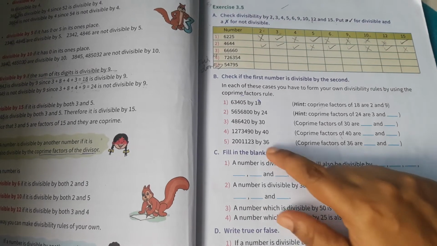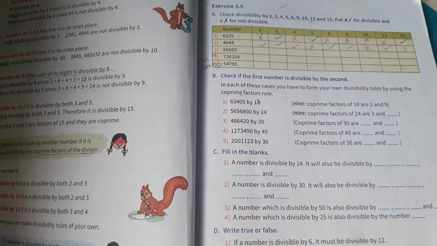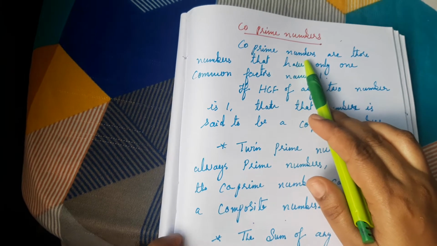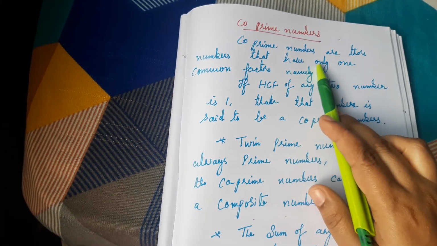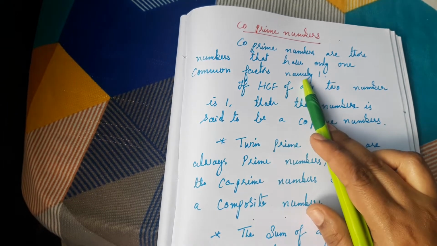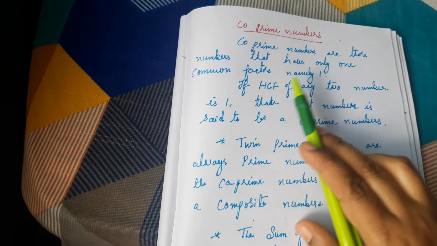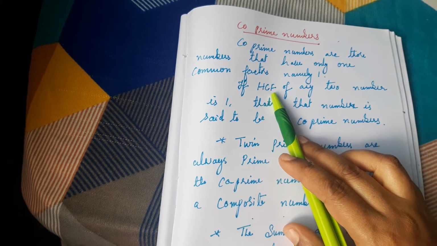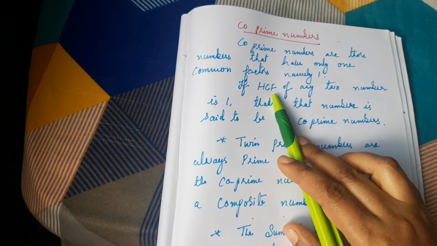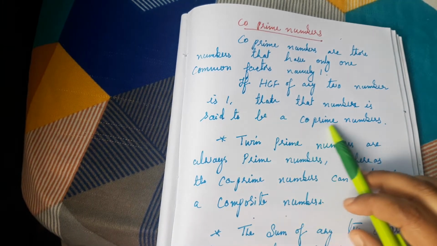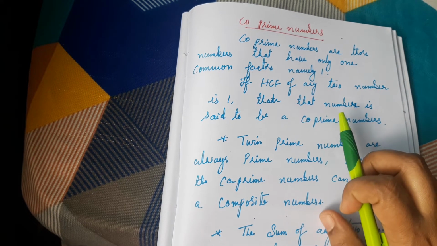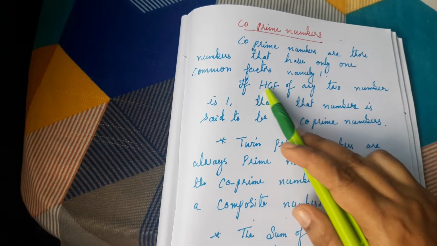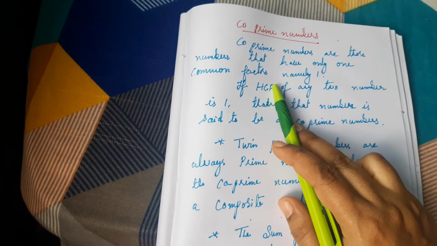But coprime is different from prime numbers. Now what are coprime numbers? Coprime numbers are those numbers that have only one common factor, namely 1. If we take two numbers and find their factors and the HCF, and the HCF of the two numbers is 1, then those numbers are said to be coprime numbers. This method, finding the HCF, is very easy for finding coprime numbers.